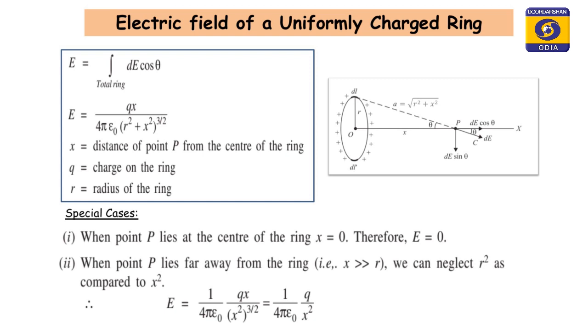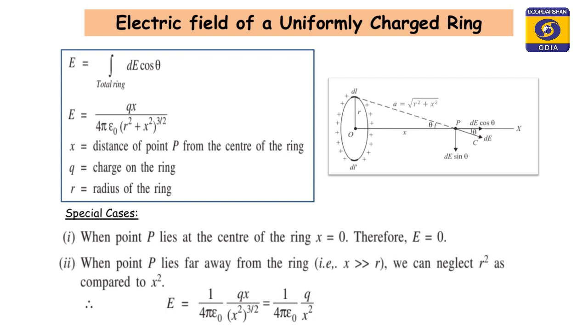The radius of the ring is r, q is the charge on the ring, and x is the distance of point P from the center of the ring. The electric field has two components, vertical and horizontal. All vertical components will be cancelled out and the horizontal components, E cos theta, will remain. So, the total electric field E is the integration of dE cos theta.